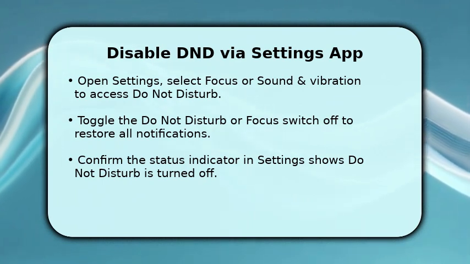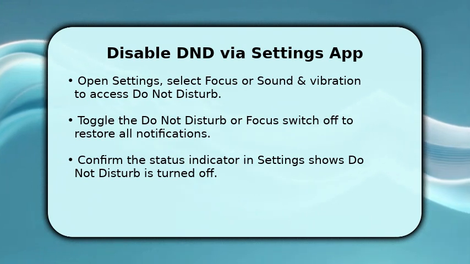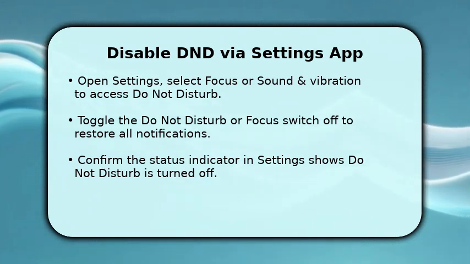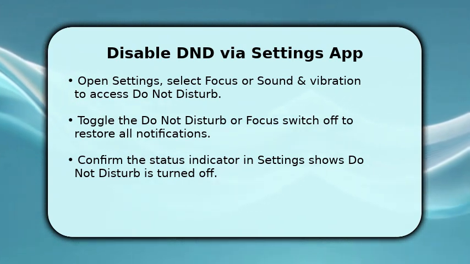Tap the toggle once to switch Do Not Disturb off and restore notification sounds and banners. Wait 1 second and confirm the toggle is in the off position. Your notifications and calls will resume without further action.